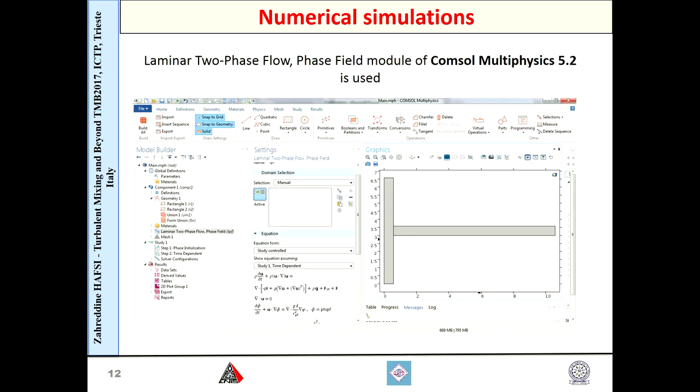I was going quickly, but you can see here, in COMSOL Multiphysics itself, we have the Navier-Stokes equations, and this one is the Cahn-Hilliard equations. The snapshot is not very clear, but you can see that the surface tension force is related to the chemical potential.